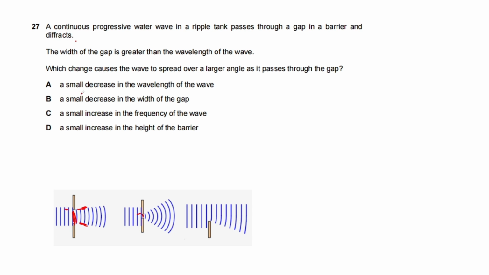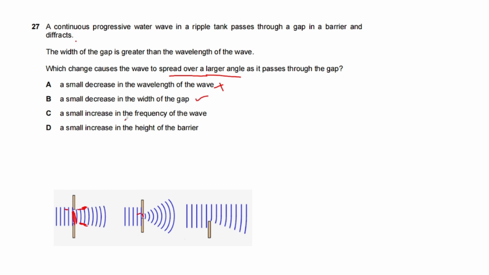So a small decrease in the wavelength of the wave, will it make the diffraction more? No, this lambda is now even less than the gap size, right? So this won't increase the amount of diffraction. Then option B, a small decrease in the width of the gap. Yes, if you are decreasing this width, it may become equal to the lambda value, right?